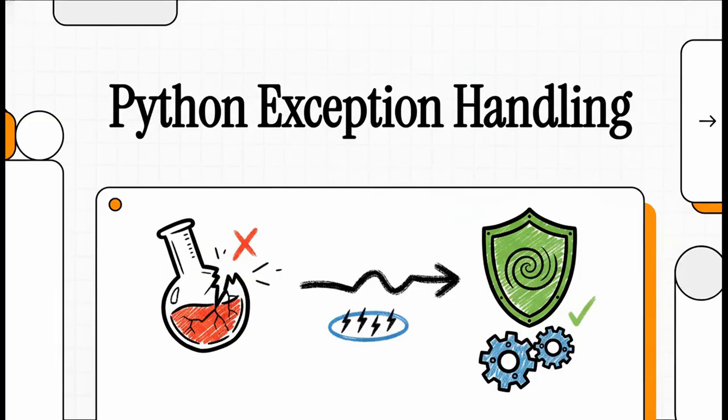All right, let's dive into something that every single programmer deals with, errors. We're going to talk about how to take our Python code from being super fragile, the kind that shatters at the first sign of trouble, into something that's totally robust and can handle the unexpected with grace and control.